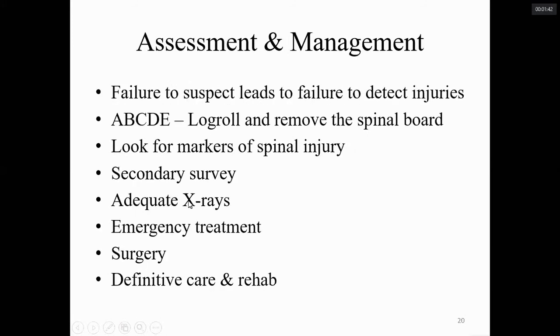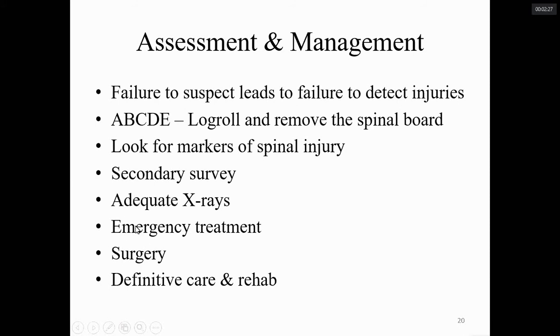So, while managing spinal cord injury, you should do all the basic life support and advanced cardiac life support, and follow the ABCD protocol in the emergency. Like the log roll technique, you should know. If you suspect a spinal cord injury, always transport the patient using the log roll technique, and always look for the markers of spinal injuries.